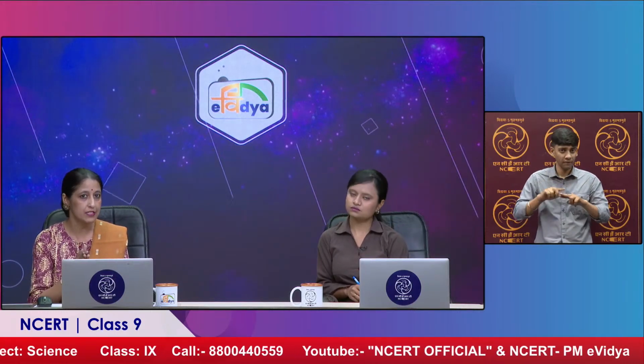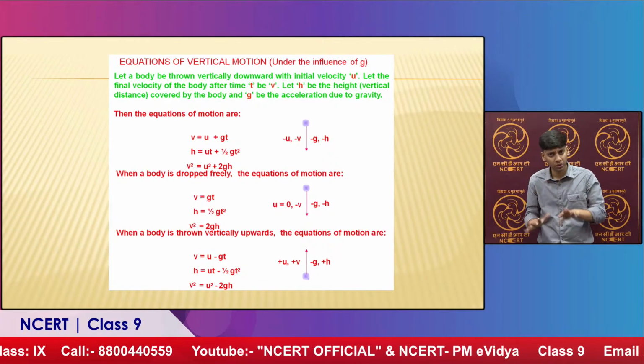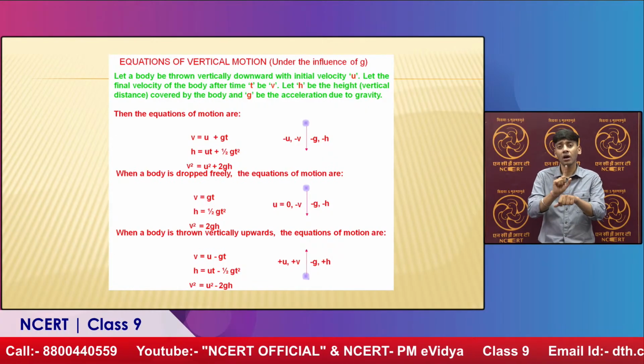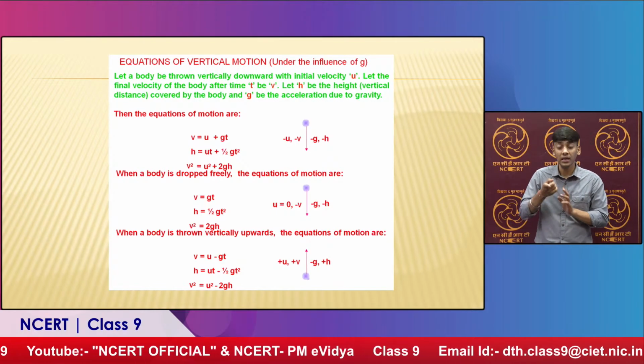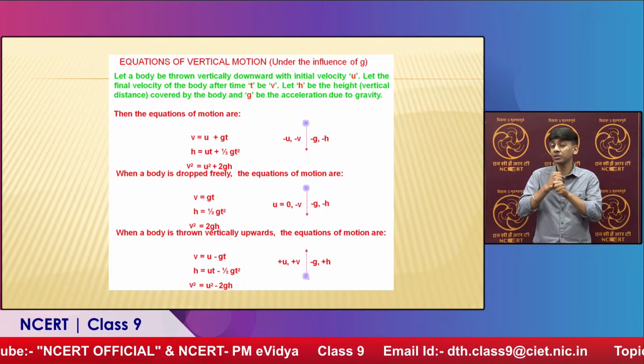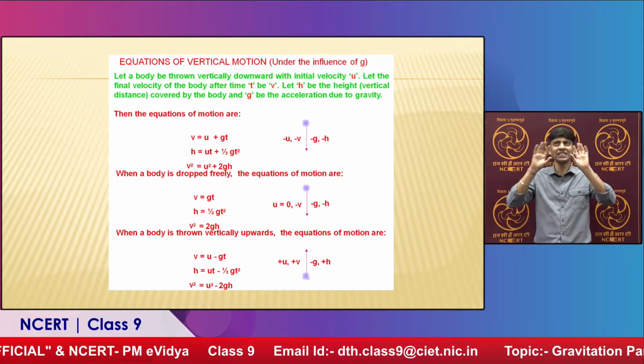Okay. G, what is G? G is the acceleration due to gravity. So if the object is falling freely, it is experiencing acceleration, its speed is increasing because Earth is attracting it, pulling the object towards itself. So in that case, we have to take G as positive.